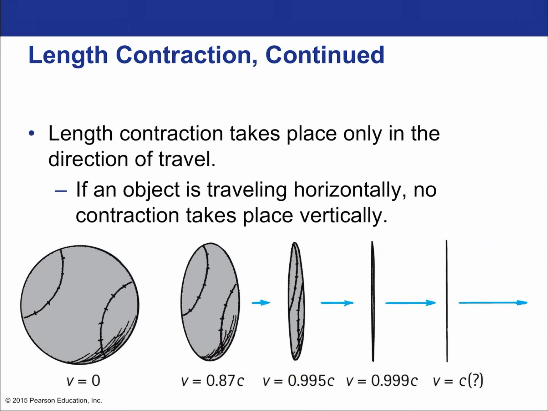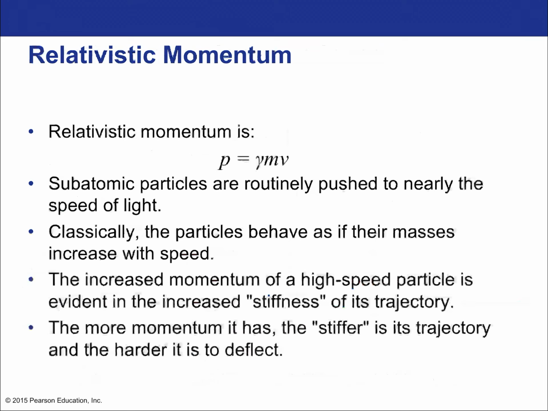So length contraction takes place only in the direction of travel, all right? So that means that objects don't keep their same shape. They get squished. So we see in this case a spherical object getting squished until, when it's moving at 99.9% of the speed of light, it's almost like just a line. And if it moves at the speed of light, well, actually that can't happen. We'll talk about that.